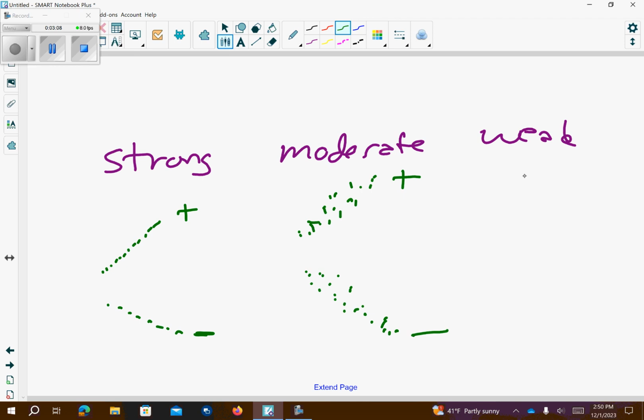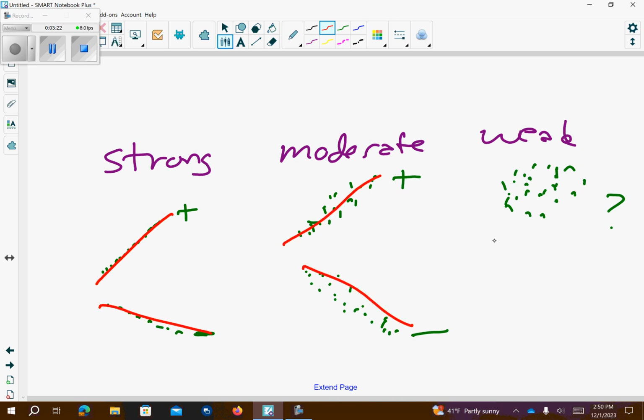And then a weak correlation, if you looked at it, it just kind of goes all over the place. You know, where's our line? How can we make a line of best fit? For each of these, I can make a line of best fit amongst my data. This one has to go this way, this way, this way. I don't know. We don't know.